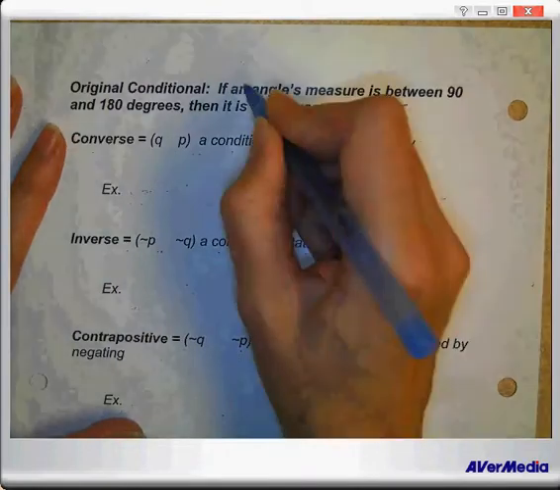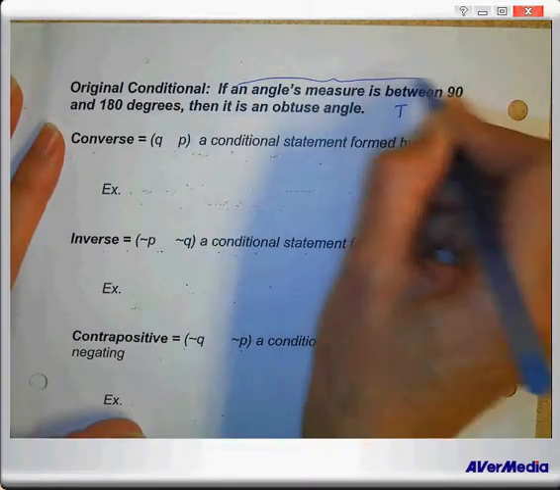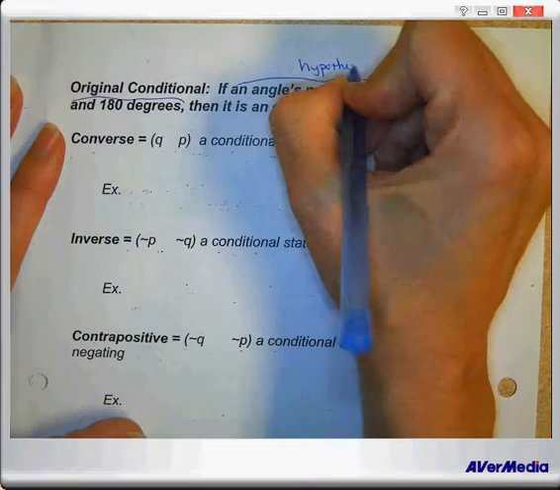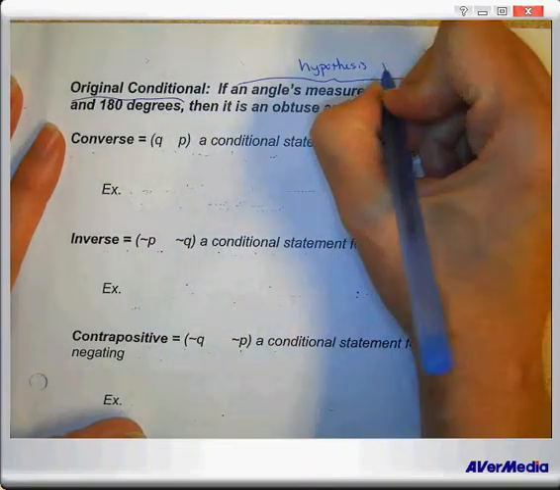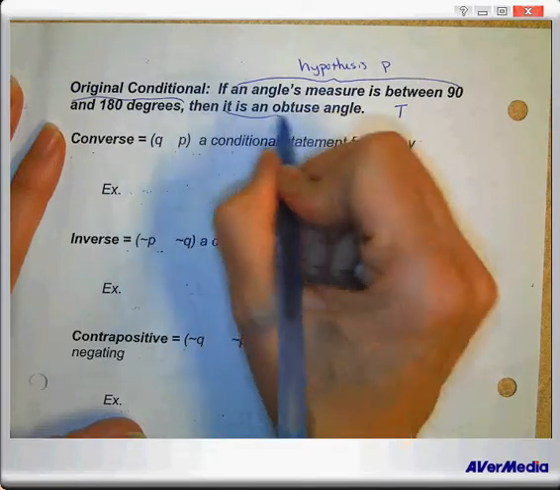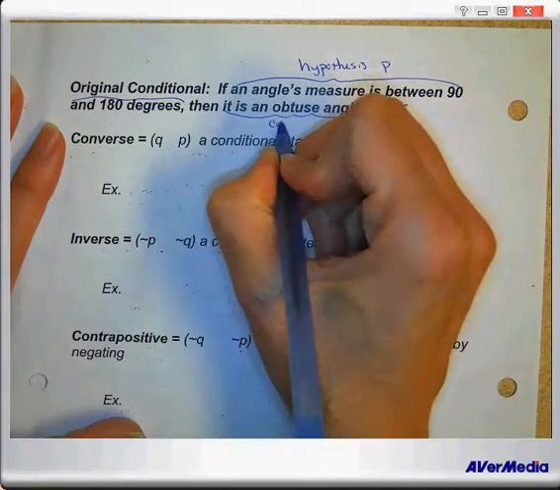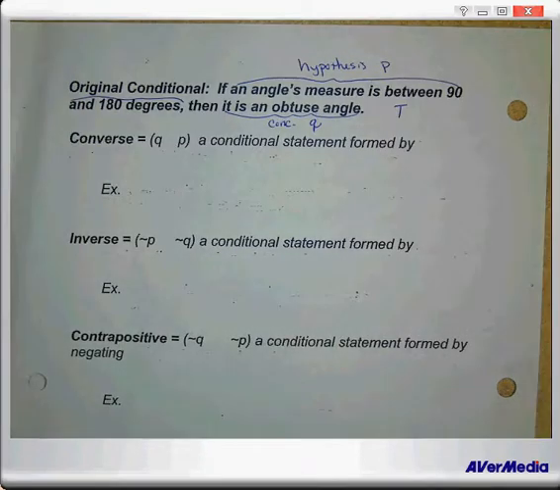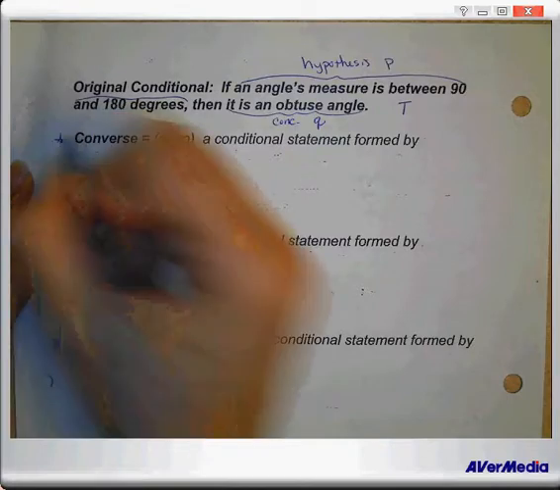The first one we have to identify is what the hypothesis is. So the first thing we're going to do is realize this first one's the hypothesis. It's after the if, so we're going to call it P. And then we have our conclusion, and we're going to call it Q. Now we're going to manipulate this one conditional statement 4 different ways.